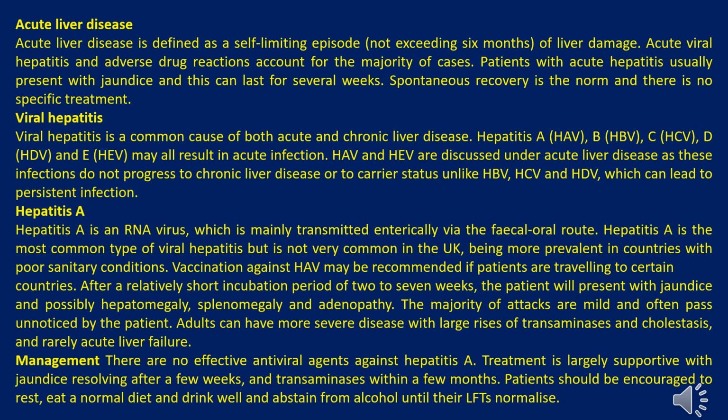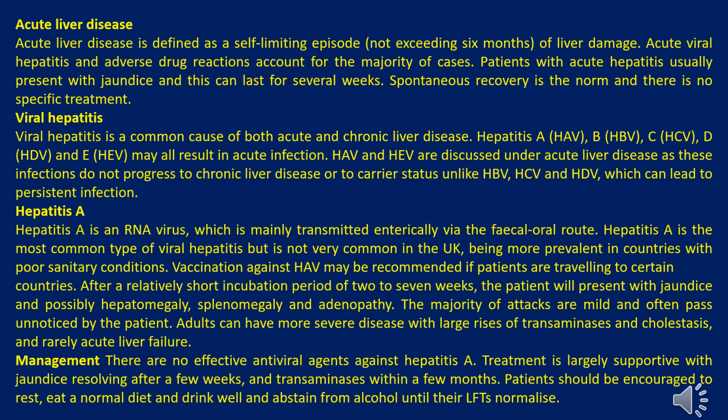Next we will discuss acute liver disease. Acute liver disease is defined as a self-limiting episode, not exceeding 6 months, of liver damage. Acute viral hepatitis and adverse drug reactions account for the majority of cases. Patients with acute hepatitis usually present with jaundice, and this can last for several weeks. Spontaneous recovery is the norm and there is no specific treatment.